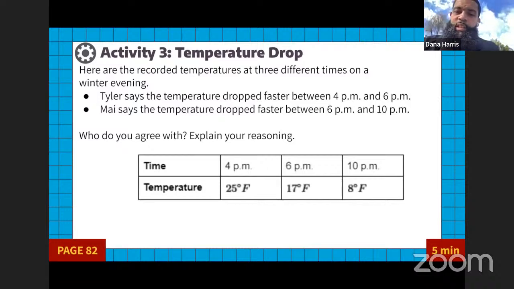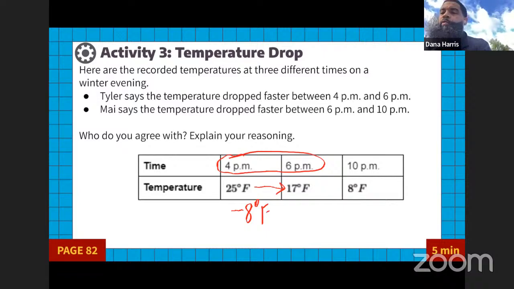Now, we're going to see in this that if we go with Tyler first, between 4 p.m. and 6 p.m., the temperature goes from 25 degrees to 17 degrees Fahrenheit, okay? So that's a change of -8 degrees Fahrenheit between 4 p.m. and 6 p.m., okay? Once again, between 4 p.m. and 6 p.m., the temperature decreased by 8 degrees, so that's why we have a -8.